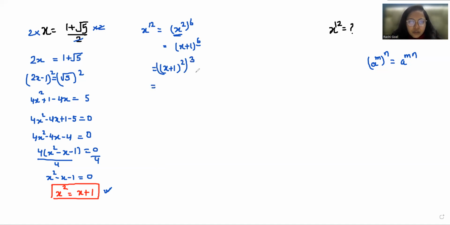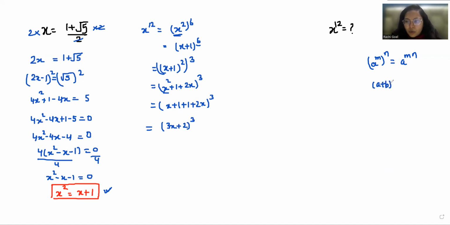Here I can use a very famous identity, that is (a plus b) whole square, a square plus b square plus 2ab, whole cube. Now again we know the value of x square, we can replace it with x plus 1. So (x plus 1 plus 1 plus 2x) whole cube, which is (3x plus 2) whole cube. Here I'm going to use (a plus b) whole cube, that is a cube plus b cube plus 3a square b plus 3ab square.